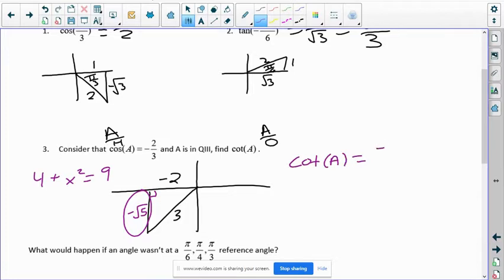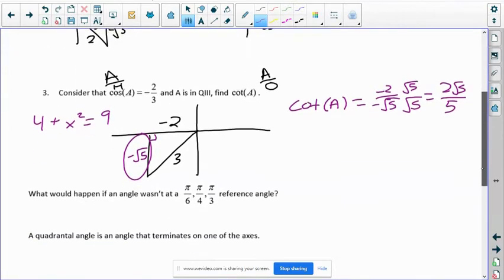The adjacent is negative 2 over negative square root of 5. The negative symbols are going to cancel out. And then we want to rationalize the denominator, so we'll multiply by square root of 5 over square root of 5 to give us positive 2 square root of 5 over 5.